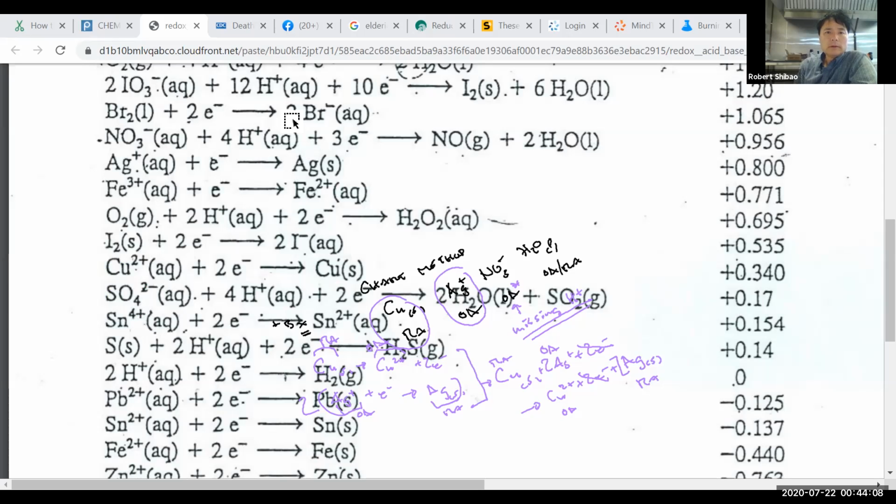So looking at this, I see silver ions are here, and then copper 2 ions are here. So silver ions are stronger. This is a stronger OA. This is a weaker OA. Okay, are we going uphill or are we going downhill?